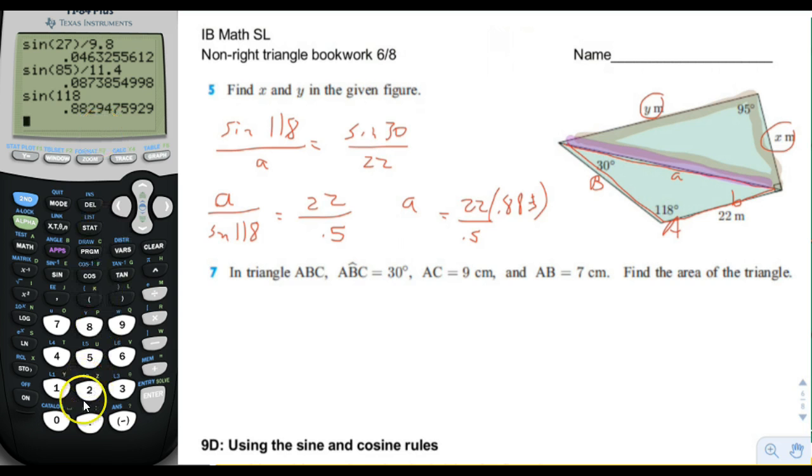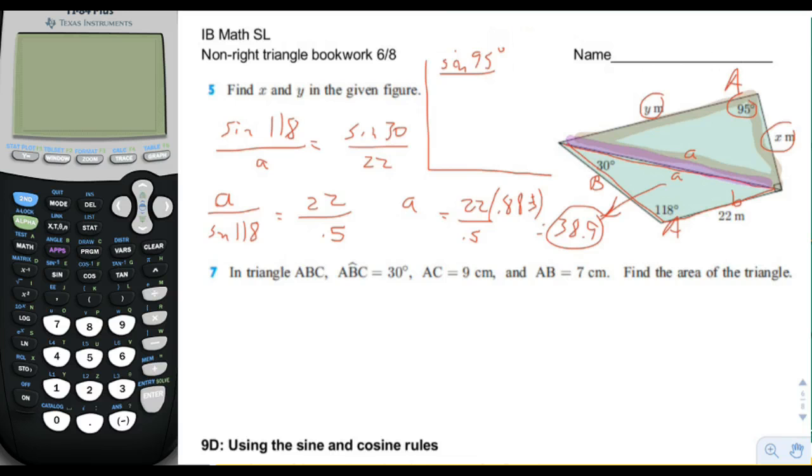Let's multiply that out. 0.883 times 22 divided by 0.5 gives us 38.9. Okay, so a is 38.9. And now we do know one side of the brown triangle. We're almost in a position to use the law of sines for the brown triangle.